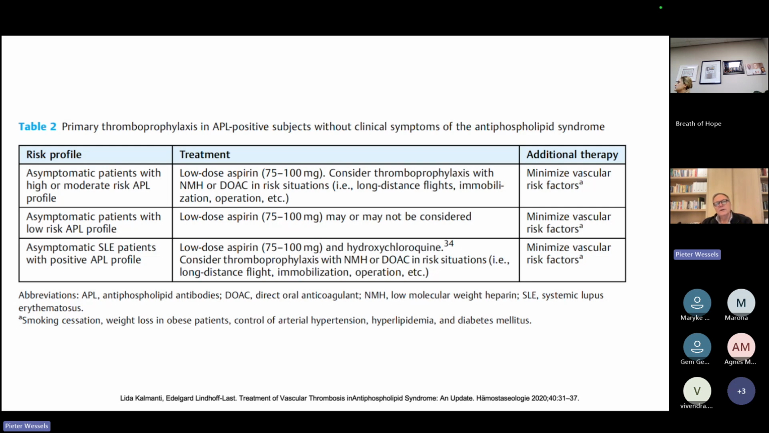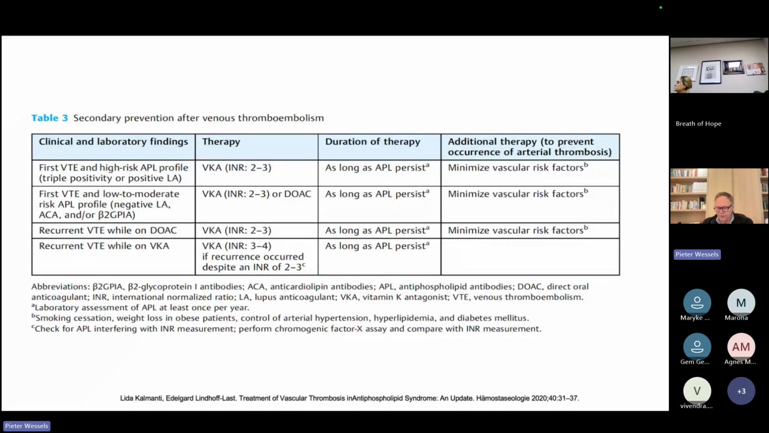What do we do with them? These are the patients who are carriers. They haven't got the disorder yet. What do we do? We give them aspirin. We might give them hydroxychloroquine as well, because that decreases platelet function as well. We may give them thromboprophylaxis in at-risk conditions. What do we do if they've had a venous thromboembolism?